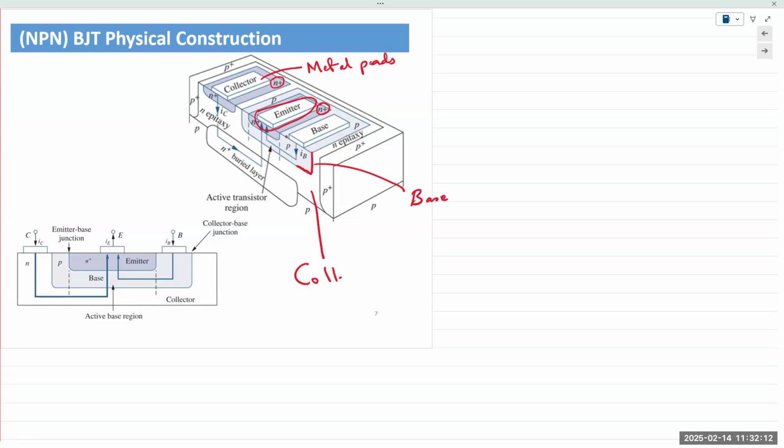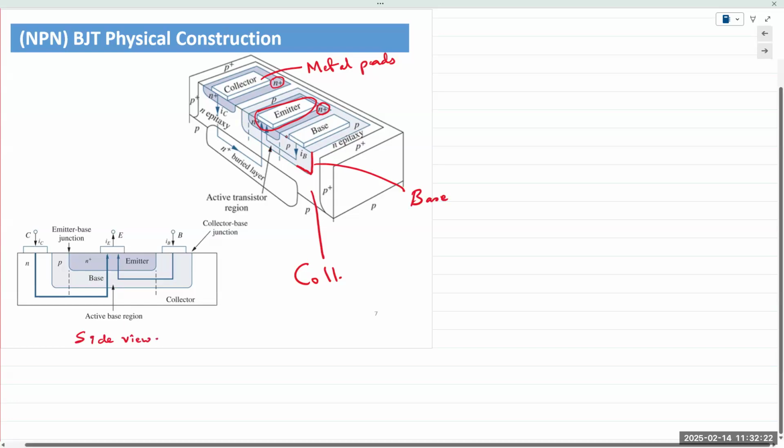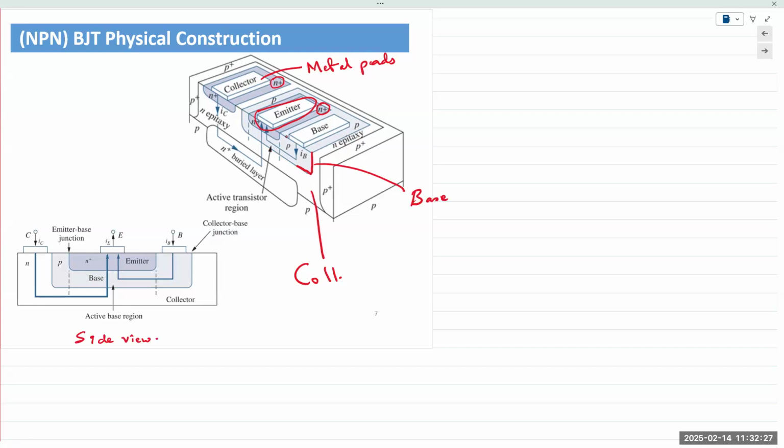We'll look at the device functioning in the next couple of slides. But again, here is a cross-sectional view, or side view. From here, we can see a little bit of the basics. We have the collector and the base currents both combining to give us the emitter current, IE.